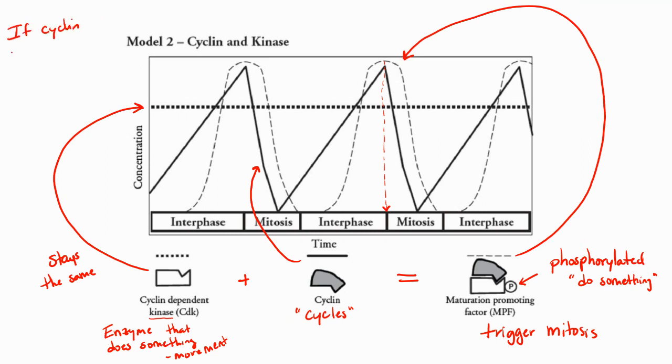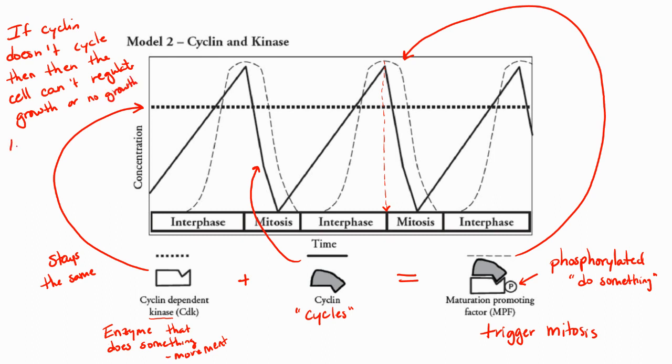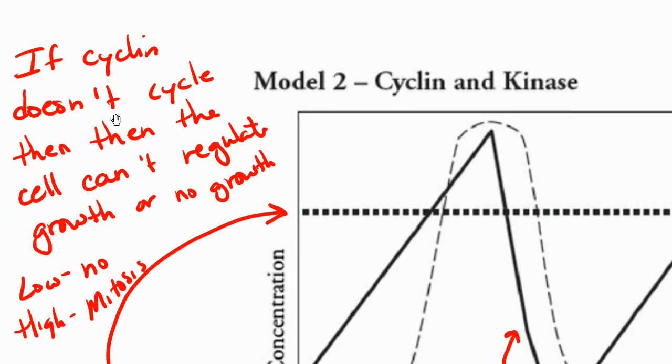So if cyclin, I put a little note, if cyclin doesn't cycle, then the cell can't regulate growth or no growth. So low leads to no, high leads to mitosis. The cell will be stuck in mitosis if that level of cyclin stays permanently high.